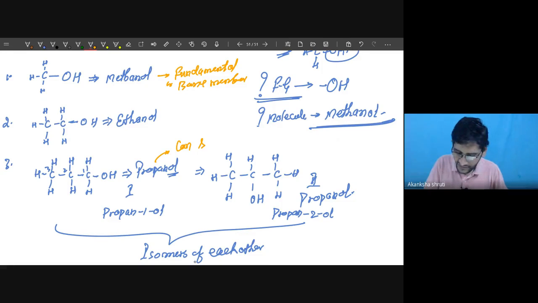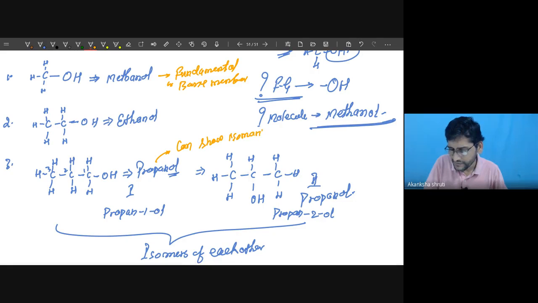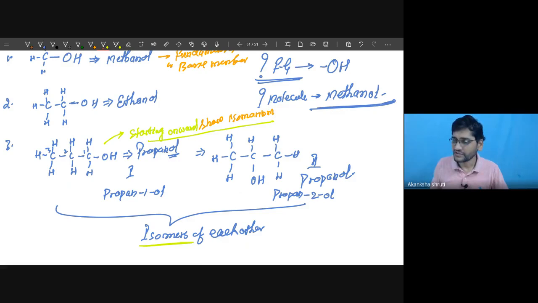So it can show isomerism, or we may slightly write a bit more. So starting from here onward, means from starting here and onward, it can show you or give these isomers. So these two things are also asked.